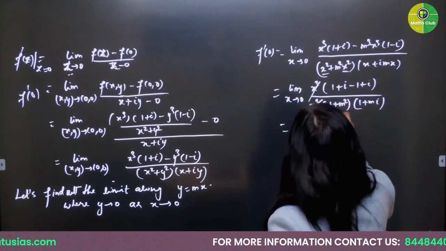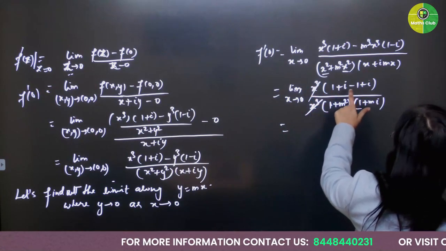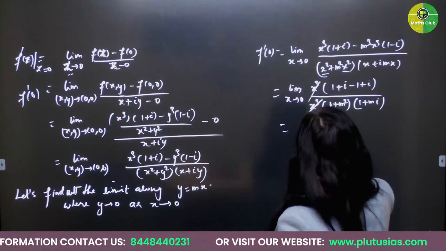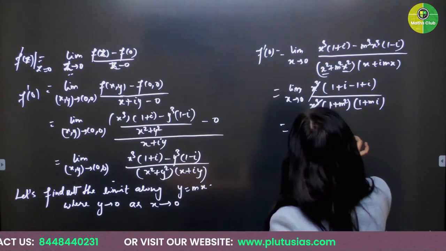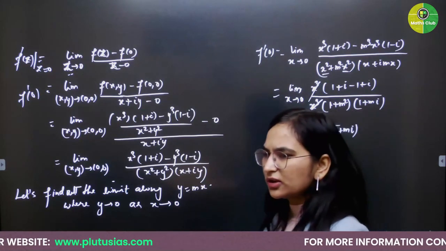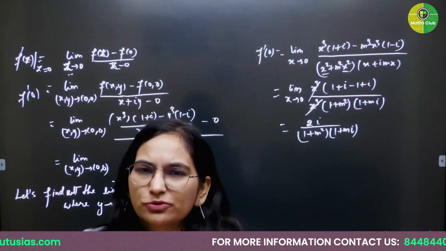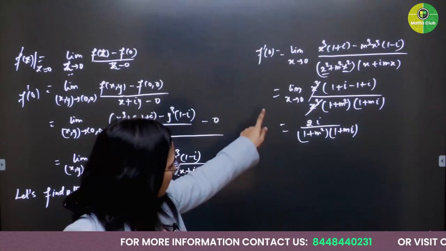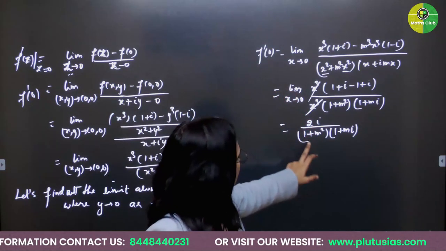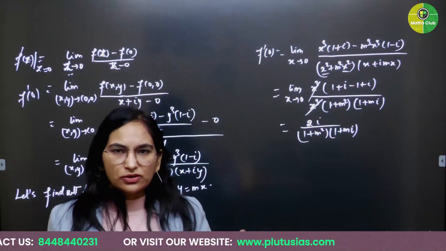And now see, x तो entirely cancel हो गया, we are left with 2 iota over (1 plus m square) into (1 plus m iota), and there is no term of x, so there is no sense of writing limit x approaches to 0. But see here, f dash 0 is equal to this one and it would keep changing if I do change the value of m.